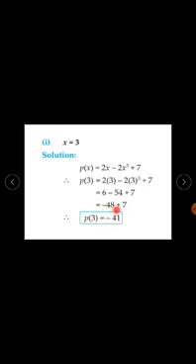Now minus 48 plus 7 is minus 41. So p of 3 equal to minus 41. So the value of this polynomial when x equal to 3 is minus 41.